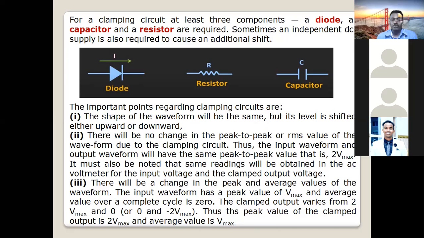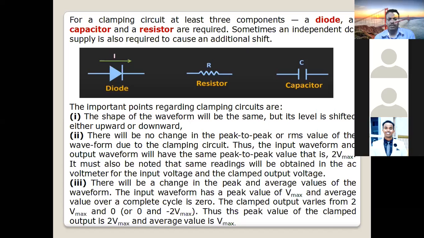So this clamper circuit is constructed from these three components. As you can see on the slide, a diode, resistor, and capacitor. Sometimes, if you need to shift the signal to some other level, we need some battery. If you connect an additional battery, we call it a biased clamper. We'll come to that later. But the three basic components of any clamper circuit are a diode, a capacitor, and a resistor.